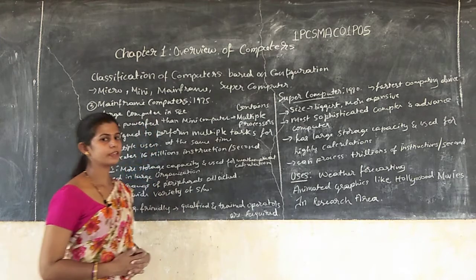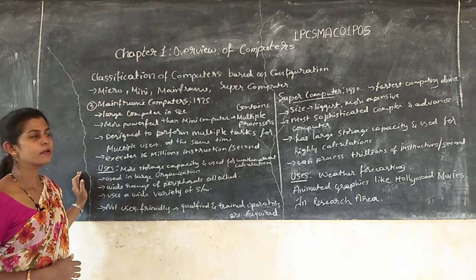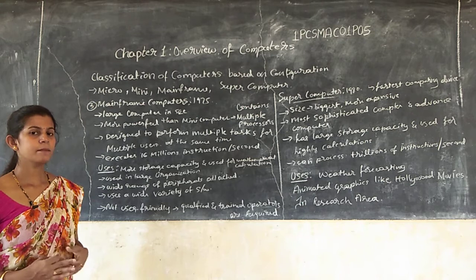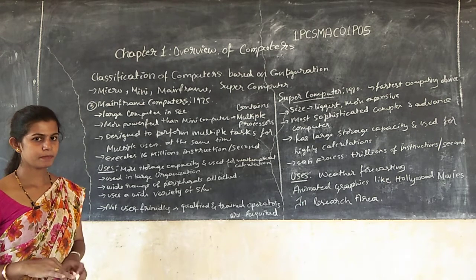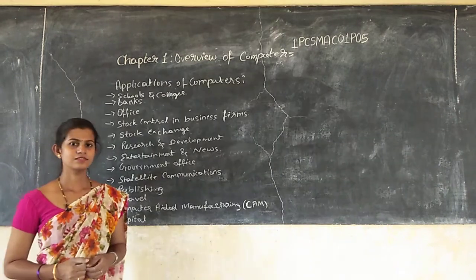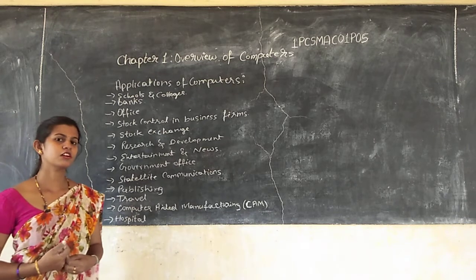So this is about the classification of computers based on the configuration. It is classified into 4 types: minicomputer, microcomputer, mainframe computer and supercomputer. The last topic of this chapter is applications of computers.